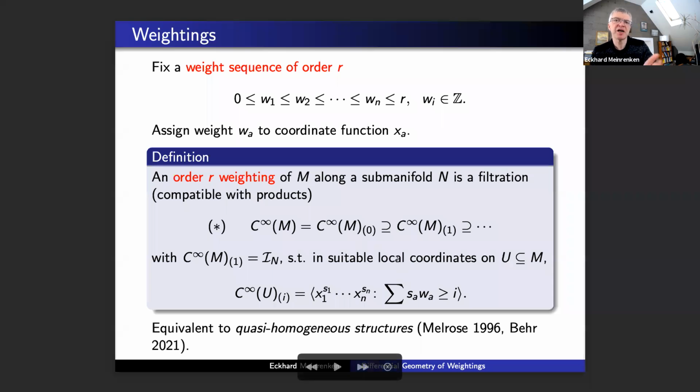Yeah, and the first part in the filtration should be just a vanishing ideal of the submanifold. So any questions about this definition?